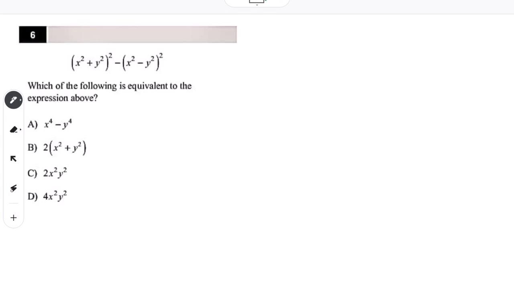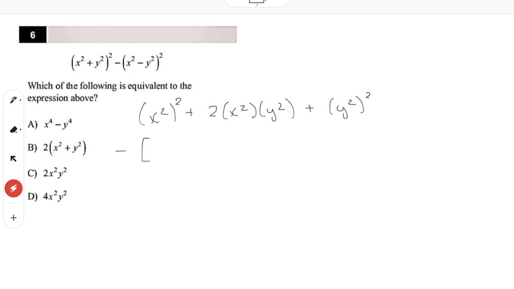We know that this is (a plus b) all squared. Pretend this is a, pretend this is b. We have a squared plus 2ab plus b squared. Then we have minus, pretend this is a, pretend this is b, (a minus b) squared, which is a squared minus 2ab plus b squared.